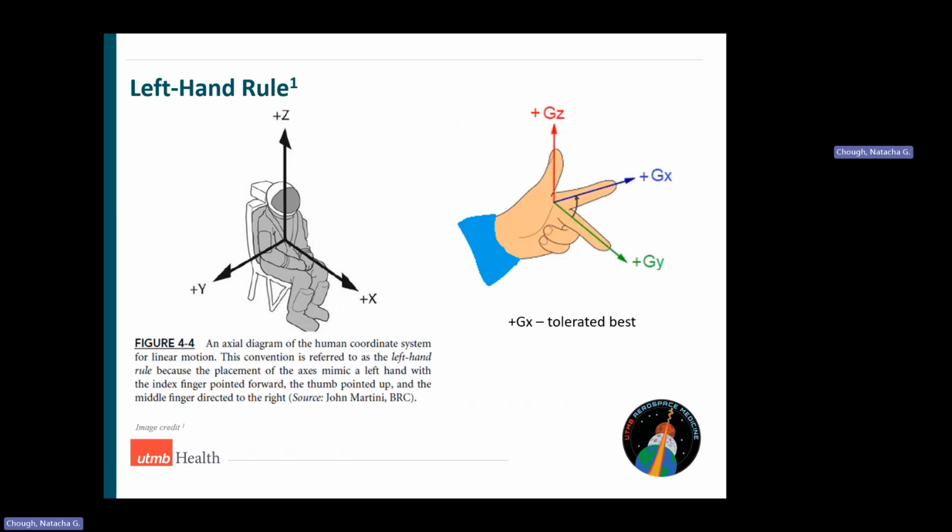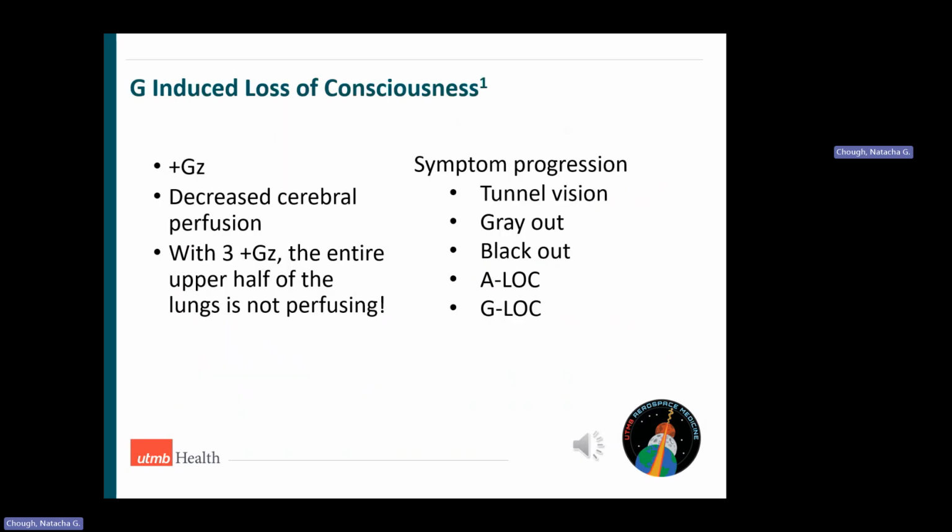Gx, the front to back plane, as we illustrated using the left-hand rule, is what humans tolerate best. That's to say that the human body can tolerate the most Gs in the Gx plane, specifically positive Gx acceleration. You may have heard of G-induced loss of consciousness. What is it? It's possible for humans to experience so much G, specifically positive Gz, that they lose consciousness.